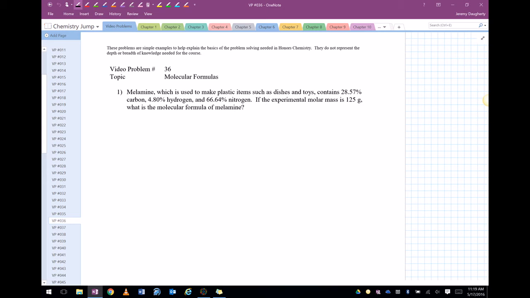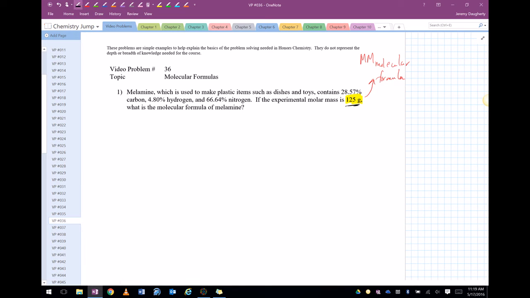Melamine, which is used to make plastic items such as dishes and toys, contains 28.57% carbon, 4.80% hydrogen, and 66.64% nitrogen. If the experimental molar mass is 125 grams, what is the molecular formula of melamine? Now, this 125 grams is the information about the molecular formula. Again, they have to give you something about the molecular formula. In this case, they've given us the molar mass of the molecular formula. So let's see how we do this.